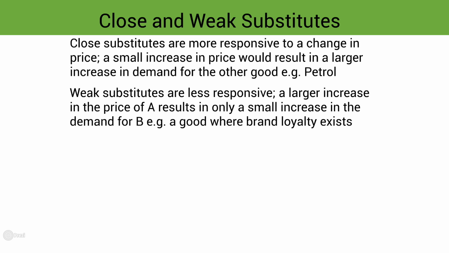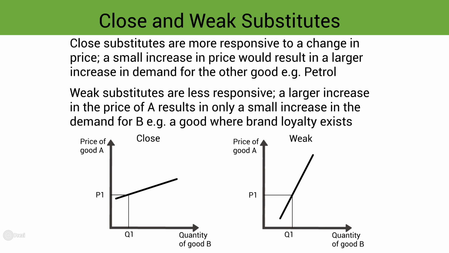We can draw a diagram that plots the price of good A against the quantity demanded of good B. I have drawn two of these diagrams below for close and weak substitutes. As these goods are substitutes, we have a positive value of cross elasticity of demand, and this is why the graph curves are upward sloping. The gradient of the slope tells us how responsive the quantity demanded of good B is when there is a change in the price of A.